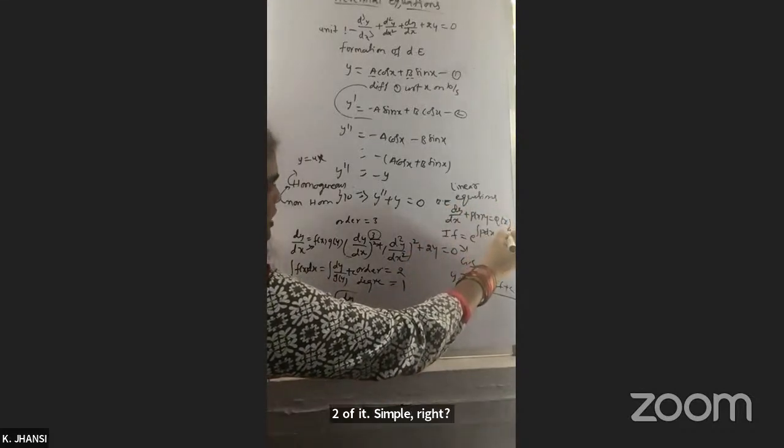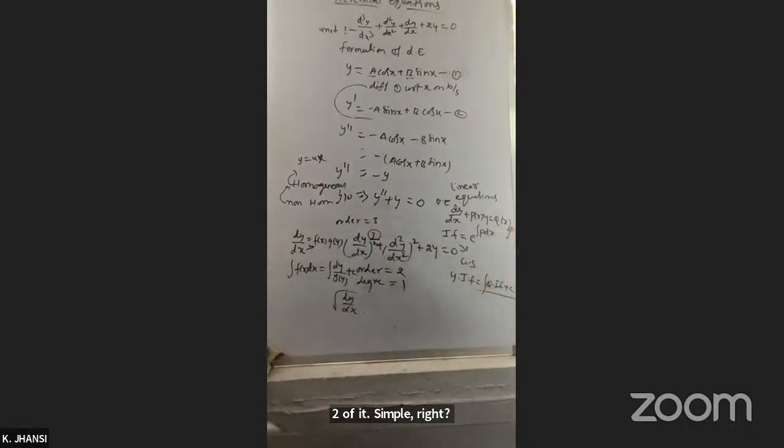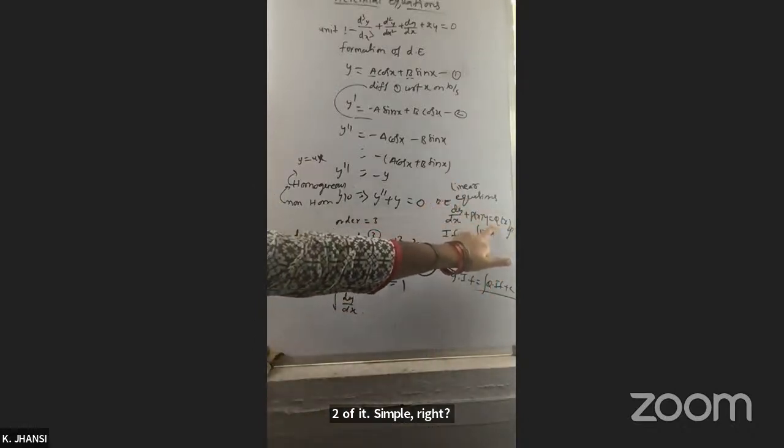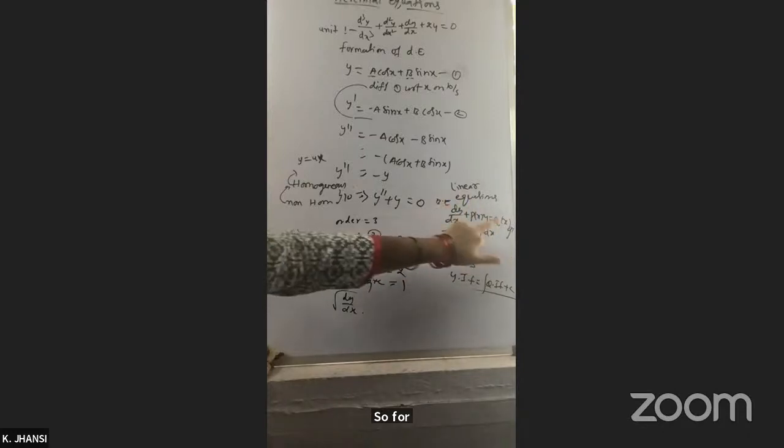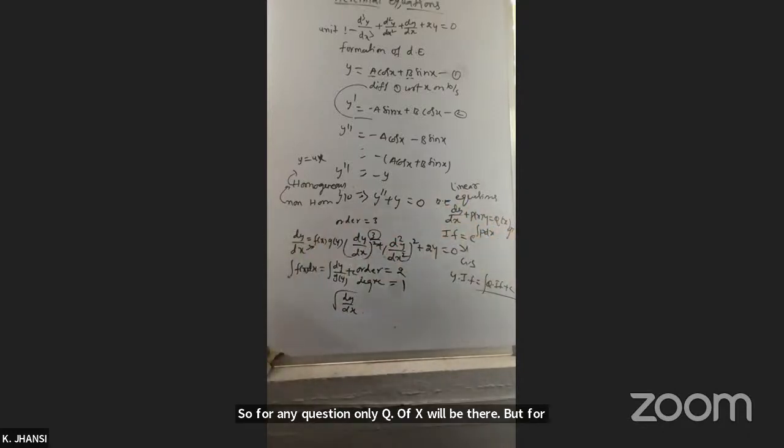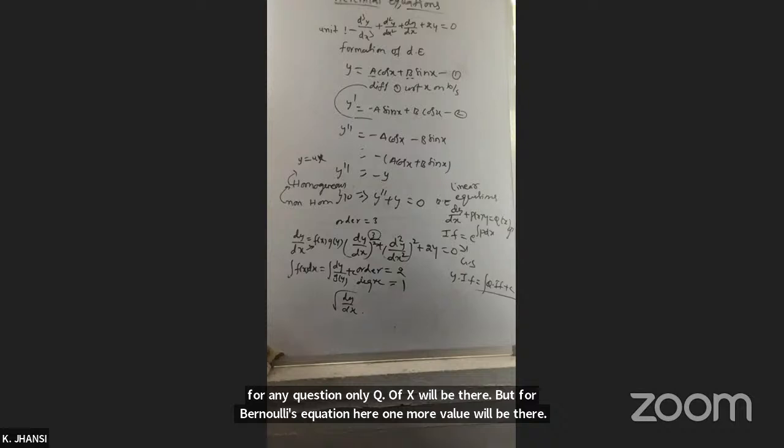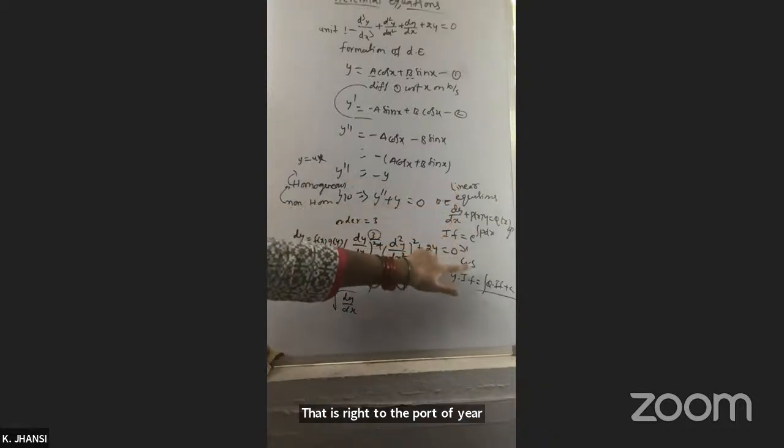Here one more y will be there, y to the power of n. So for a linear equation, only Q of x will be there. But for Bernoulli's equation, one more value will be there, that is y to the power of n. Bernoulli's equation, you have to convert into a linear differential equation and then solve the problem.